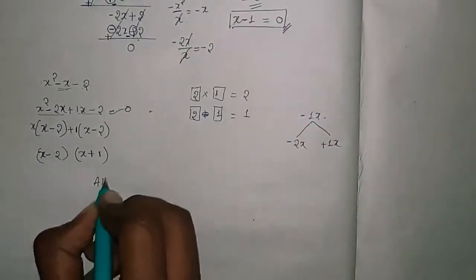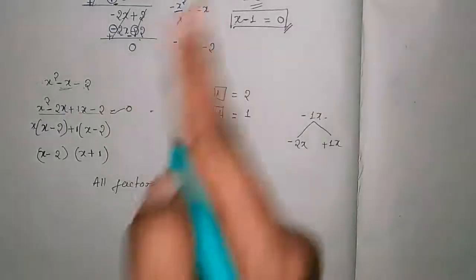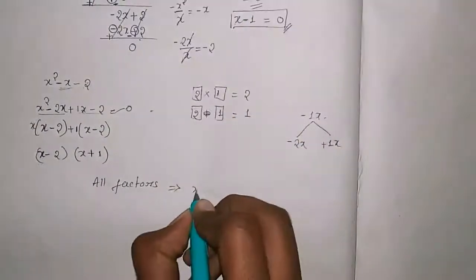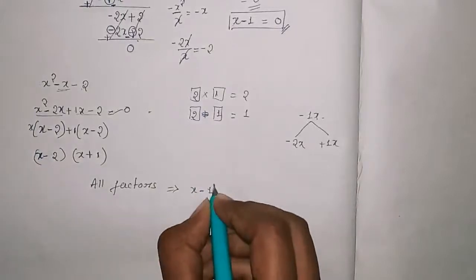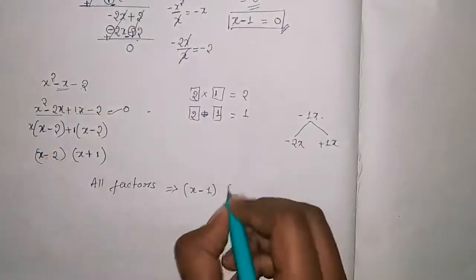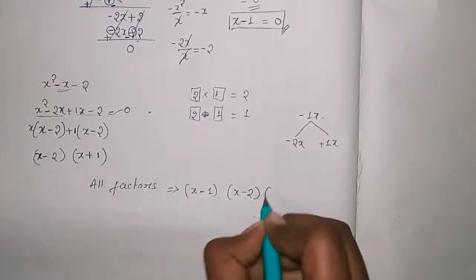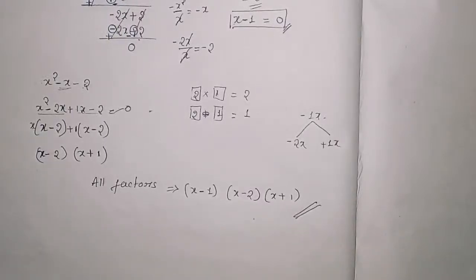So all the factors of the given polynomial are: the first one is what we guessed by the trial and error method, that is x minus 1. And the second ones are what we calculated by the factorization method, that is x minus 2 and x plus 1. So this is our final answer. I hope now it is clear how to solve the problem. Once more we will revise, okay.